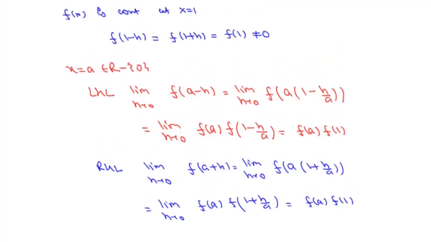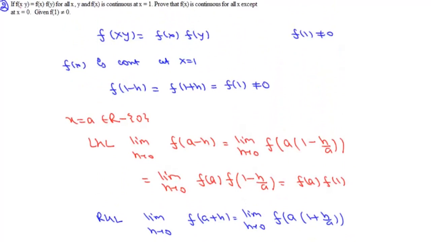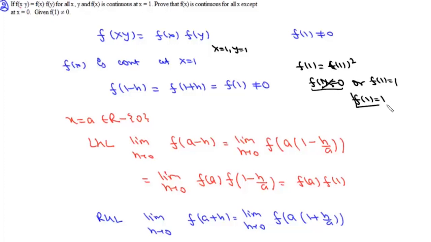Now if we look at this function again, we are given that f(xy) equals f(x) into f(y). Now if we put both x as 1 and y as 1, we can write f(1) equals f(1) square, which is a quadratic in f(1). So from here we'll get the condition that either f(1) is 0 or f(1) is 1. Now f(1) is unequal to 0, it is given in the question. So the only condition that we have here is that the value of f(1) is 1.